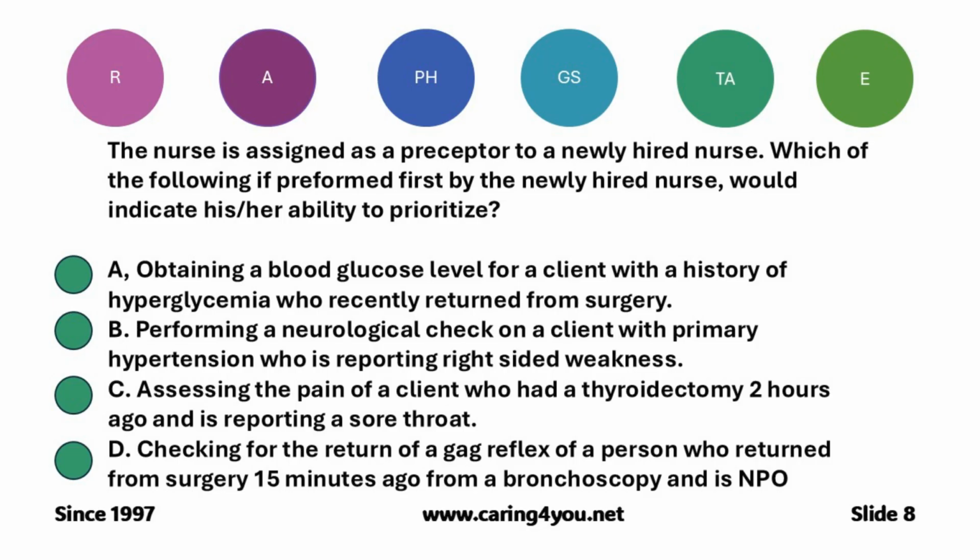Again, performing a neurological check. Take action, right? We're not recognizing cues, we're not doing any of this. What we are doing is performing a neurological check. So put a TA next to B. C, assessing the pain of a client who had a thyroidectomy 2 hours ago and is reporting a sore throat. Again, that is take action. The nurse is doing something, assessing the pain of a client because he's reporting sore throat. So put a TA, put a teal color circle, whatever you want to do. D, checking for the return of a gag reflex of a person who has returned from surgery 15 minutes ago from a bronchoscopy and is NPO. Again, this is take action, because the nurse is checking for the return of a gag reflex.